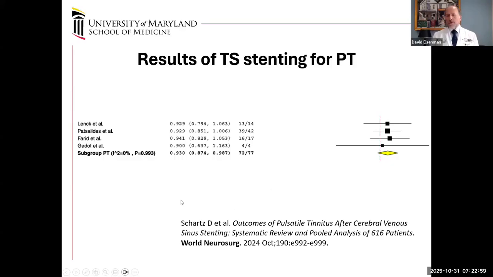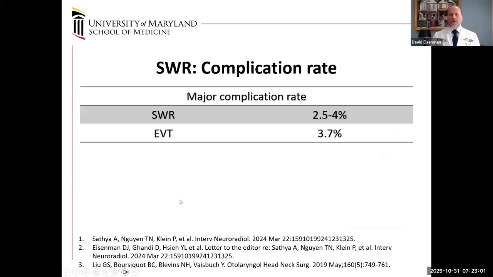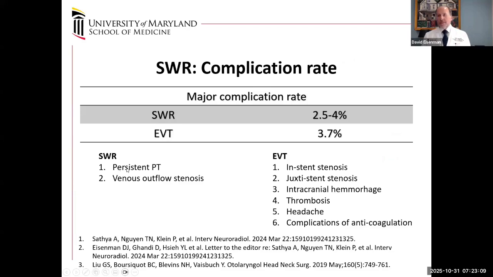This is a systematic review that looked at it. So you're seeing, and complication rates also are fairly similar. I'll just say this before we go on, but the complications differ. Our complications are most commonly persistent pulsatile tinnitus or some outflow stenosis. Very, very rarely is it symptomatic, but sometimes it can be a small percentage. In those patients, we just extend the anticoagulation.